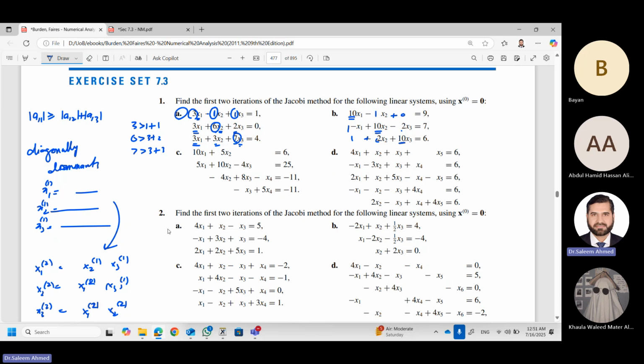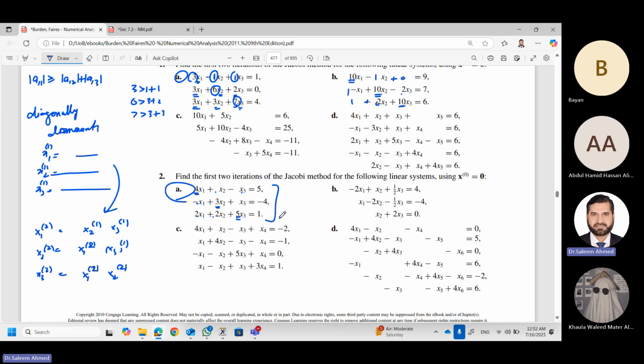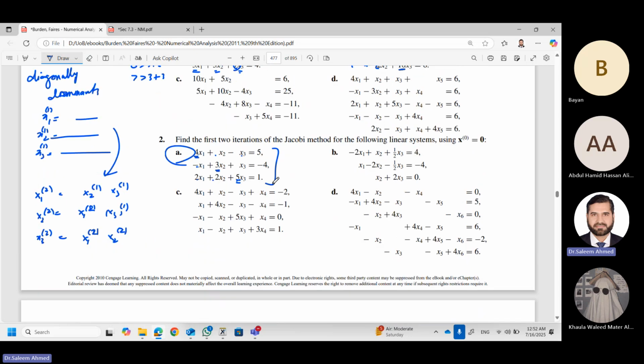So for practice, just pick any other one. You can pick this one if you want. Here also it's diagonally dominant. 4 is greater than 1 plus 1. 3 is greater than 1 plus 1. 5 is greater than 2 plus 2. So they are diagonally dominant. You can easily find x1, x2, x3. Bring every other thing on the right hand side and make the iteration scheme.